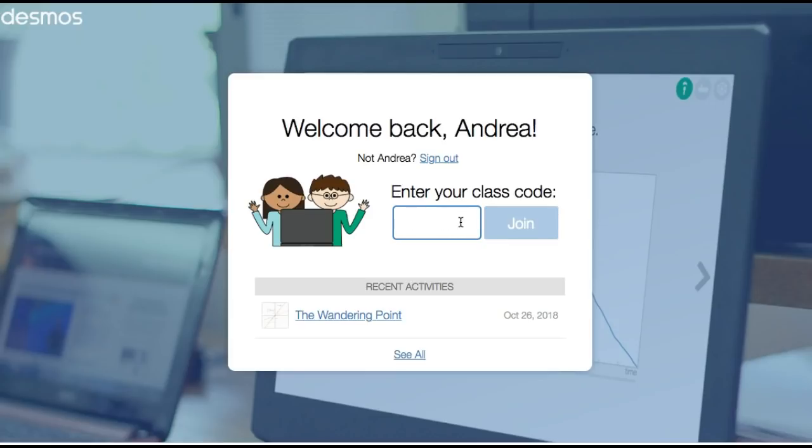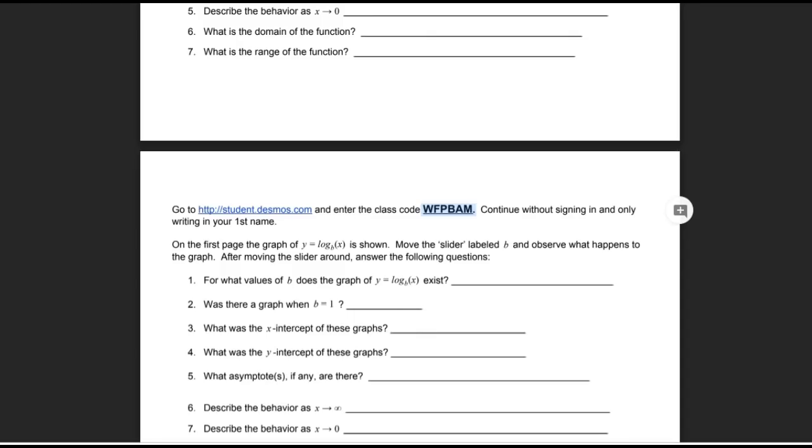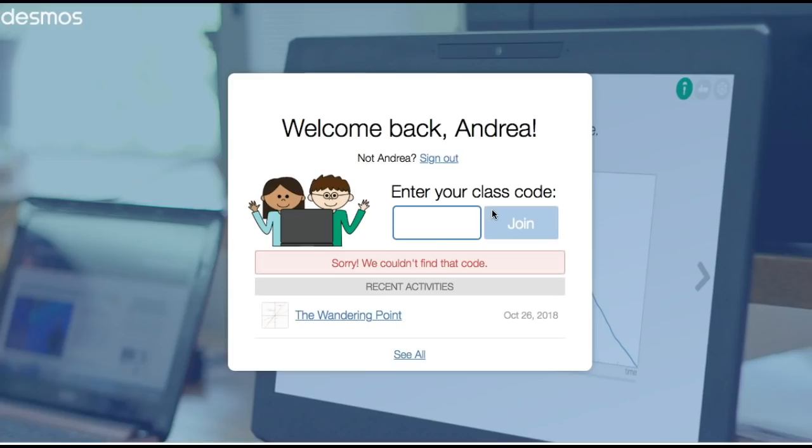Of course, for some reason, it's pasting my code as Andrea. Let's see if that works. That's not going to work. So let's see, what was that code? WFP. Okay. WFPBAM. We're going to click join.